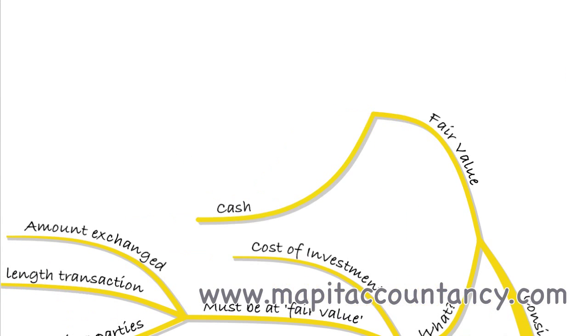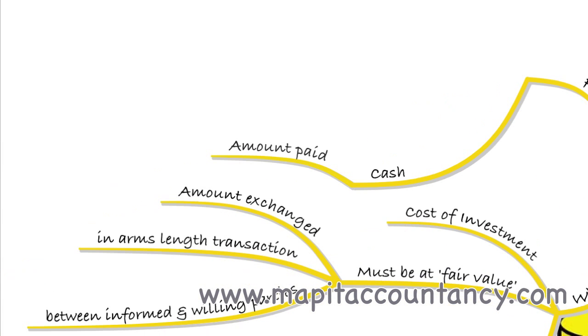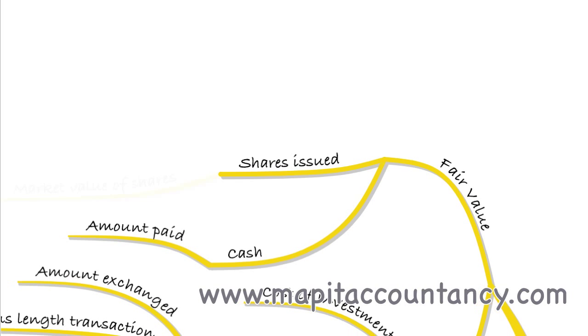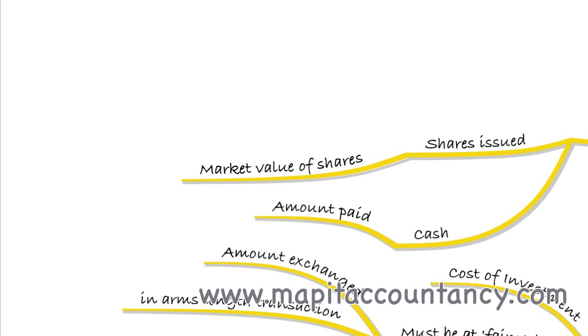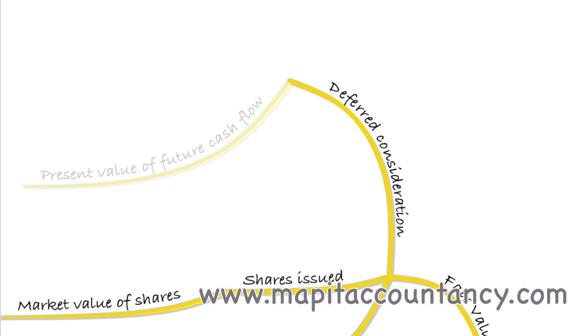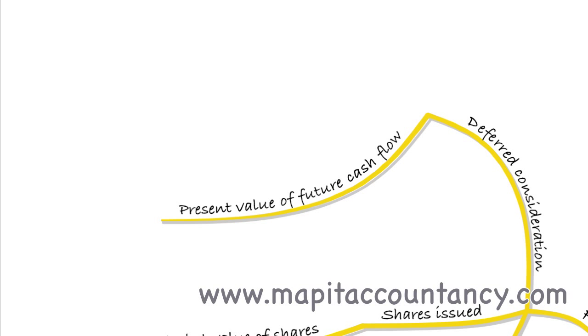So fair value, first of all, of cash, well, that's very simple. It's simply the amount that's been paid. For the shares that are issued, the fair value is the market value of the shares. Deferred consideration, what we're going to do with that is that we're not going to pay it immediately. It's deferred until later, so it's paid later. So what we need to get is the present value of the future cash flow. Effectively, what we do is we discount the deferred consideration.